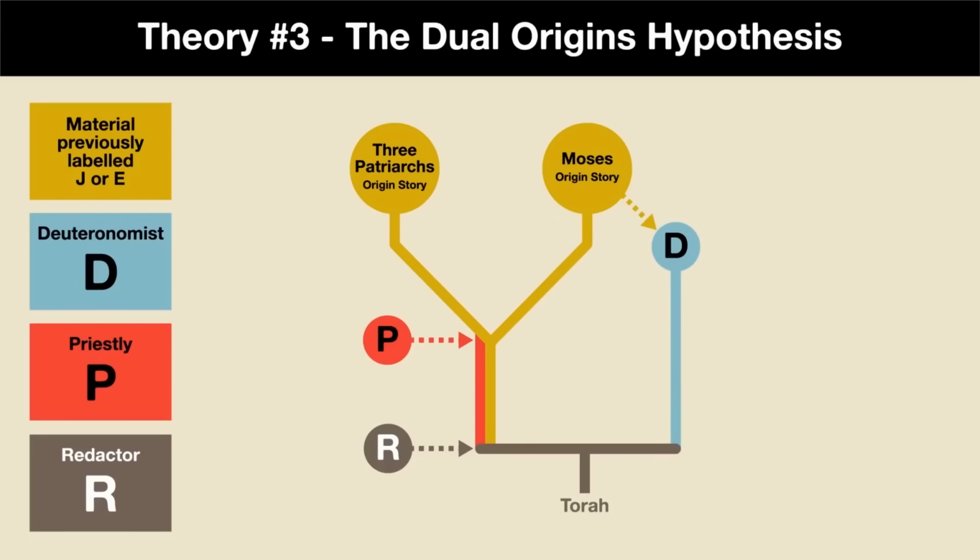They took bits from both the patriarchs' story and bits from the Moses story. These are the sections that were previously labeled J and E. And then they interwove them with their own text, the parts labeled P. Finally, someone at an even later stage, the redactor, or R, added a few final things, tacked Deuteronomy onto the end, and voila, the final version of the Torah was born.